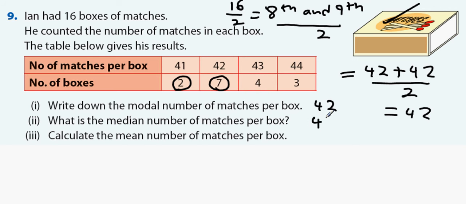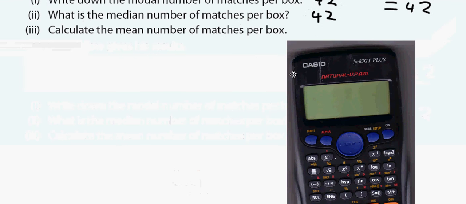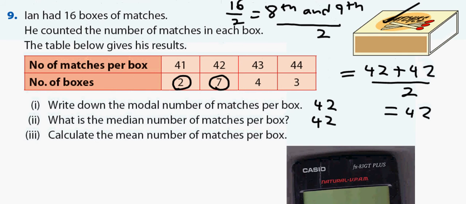Now the next thing we've got to do is calculate the mean. Now, to calculate the mean, we're going to use the calculator once again. Because this one is a frequency table, what I mean by frequency table is it tells you that there's lots of results with the same answer. So for instance, 2 boxes of 41, 7 boxes of 42. This is a case where we need the frequency on. The number of boxes or number of people is known as the frequency. So this is the frequency.